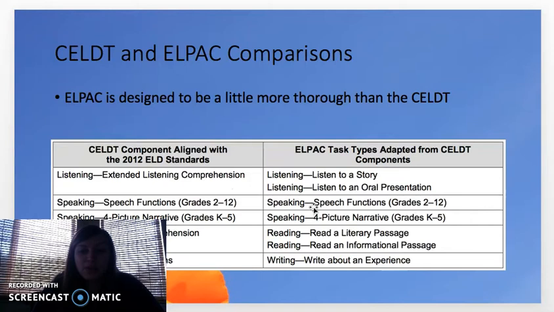So when the ELPAC goes through, you can see it's a little more detailed. So you want them to listen to a story and listen to an oral presentation. You want them to use normal speech functions. You want them to describe a picture. So it's not enough to just be able to hold a conversation.